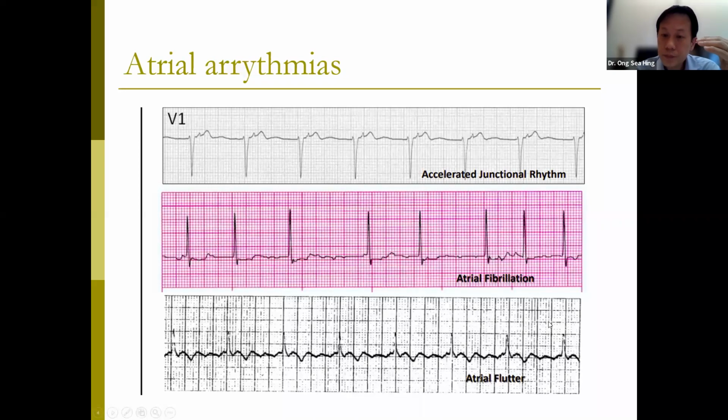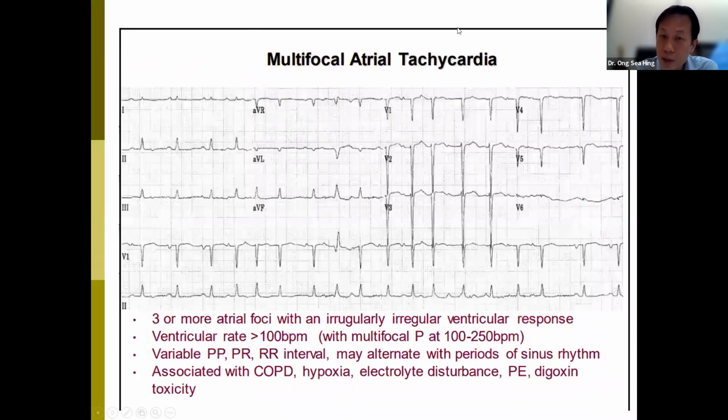They fulfill the CHA2DS2-VASc score of 2 or more. We won't go much into that, but if you fulfill the criteria for oral anticoagulation, you need to put them on anticoagulation to prevent strokes and thromboembolism. But if you see a MAT or multifocal atrial tachycardia, then you don't put them on anticoagulation. And typically when you see a MAT, you have to think about lung disease.